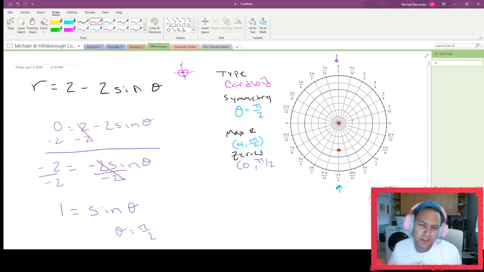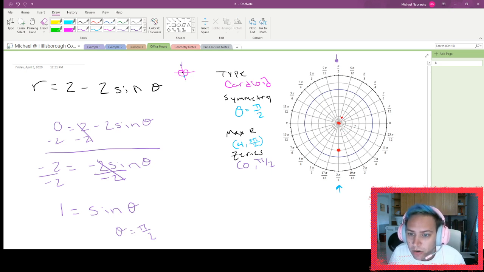So maybe let's just pick a couple points. Let's just plug in a couple. We know that from 0 to pi over 2, eventually we're coming back into 0. So let's try plugging in pi over 3, because I know that the sine of pi over 3 is 1/2, and 1/2 is easy to work with. 1/2 times 2 is 1. 2 minus 1 is going to give us 1. So I know that a radius of 1 will be at pi over 3. That'll get us right here. So I'm on the right track to seeing what's going on here.